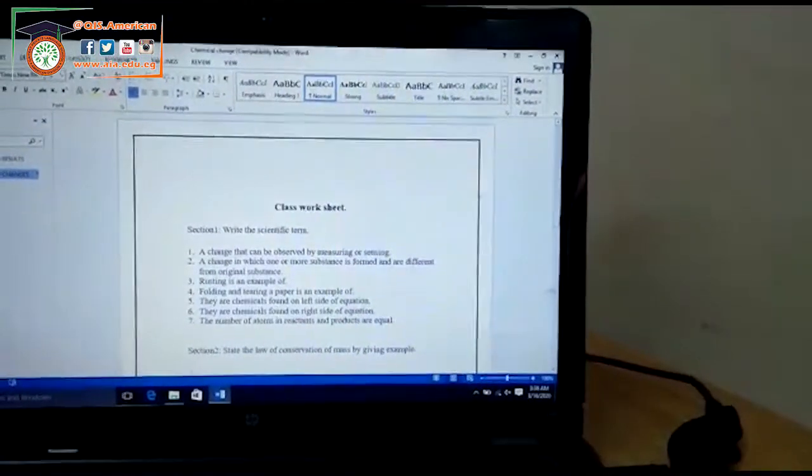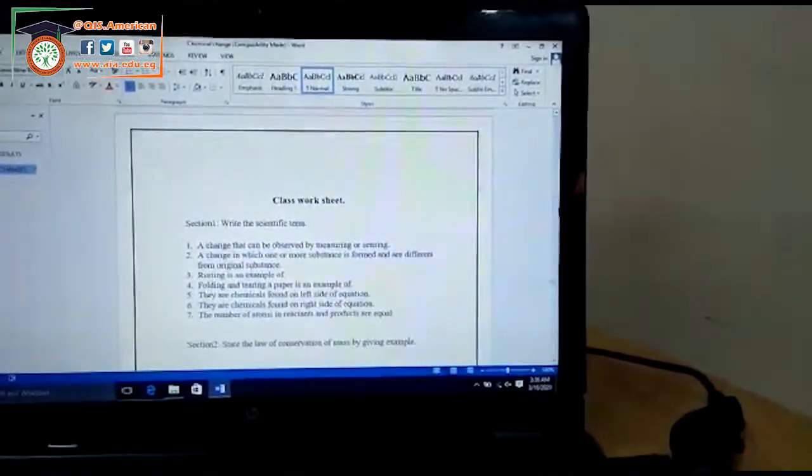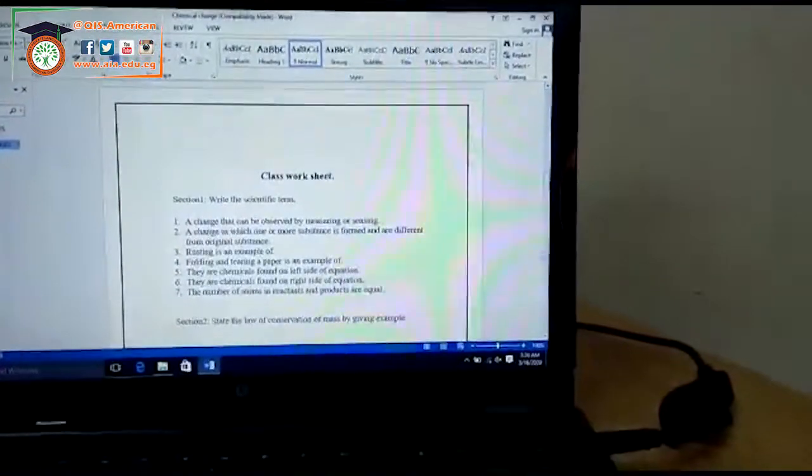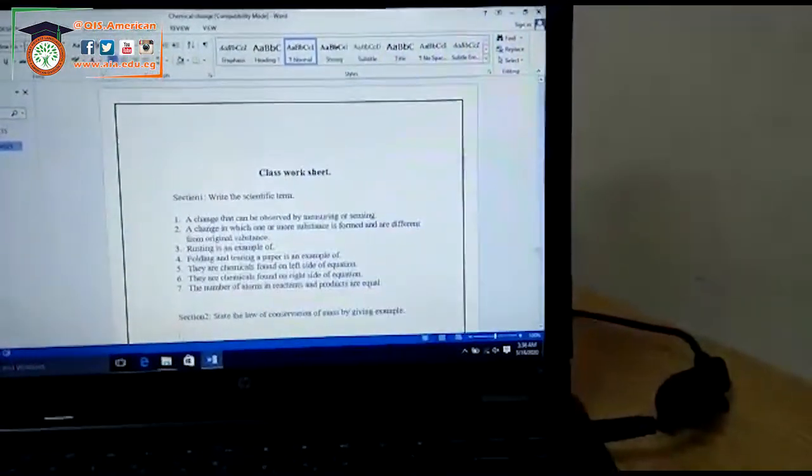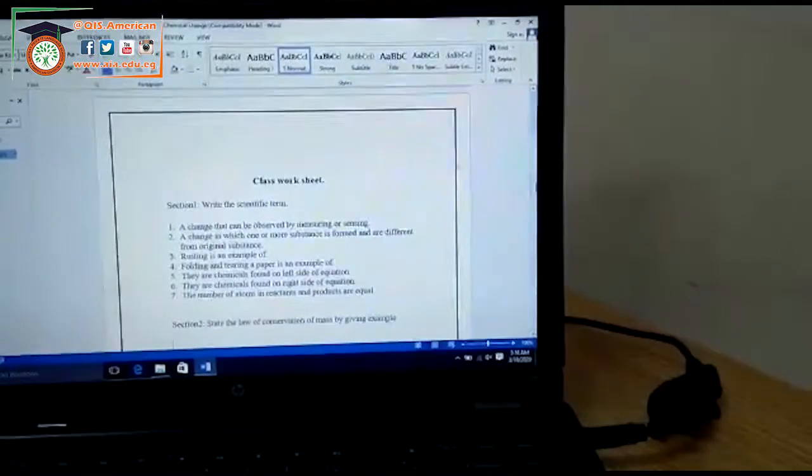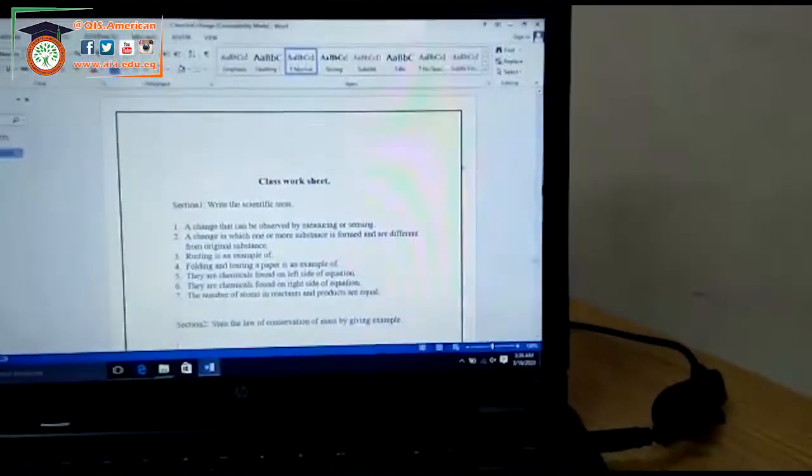Here are the questions for the revision sheet on the chemical change. I'll put it on the LMS today, inshallah. The first question here is to write the scientific term. Remember, we were talking about the physical and chemical changes.